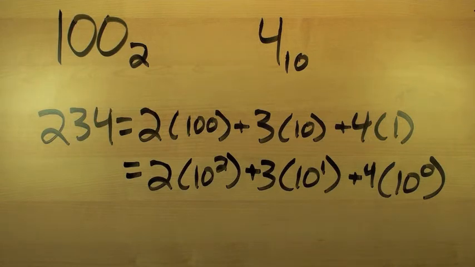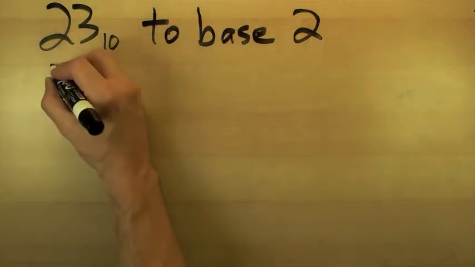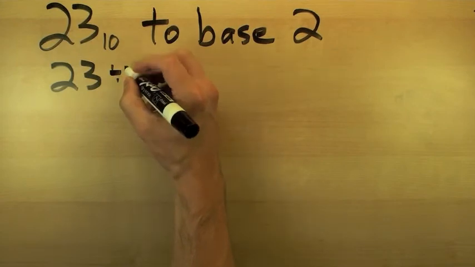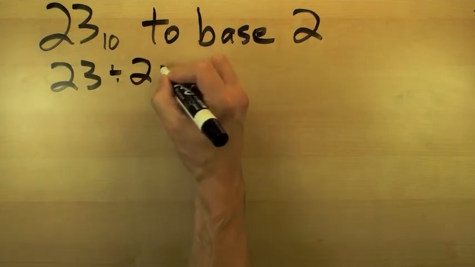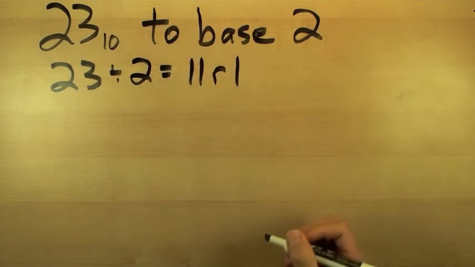So to convert from base 10 to a lower base, we use division. We convert from base 10 to base 2 by successively dividing by the base that we want to convert to and keeping track of our remainders. So if we start off with 23 divided by 2, then we get 11 remainder 1.